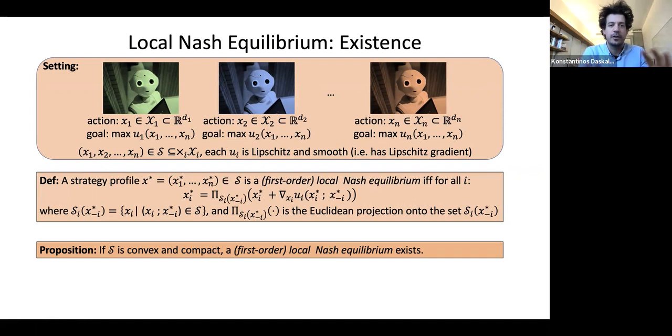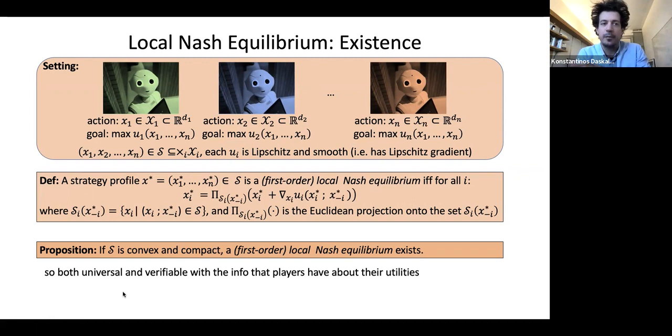So it is universal and it is verifiable with the info that people have. That's a good thing about first order local Nash. But I'm not saying that this is what we should be doing, just that this is something we could be doing. Even in this quadratic example, every point where x1 is equal to x2 is a local Nash equilibrium. Are you happy with this? It's unclear if you should or should not be happy, but at least it's universal and verifiable. All you need is first order access to your utility to verify it.